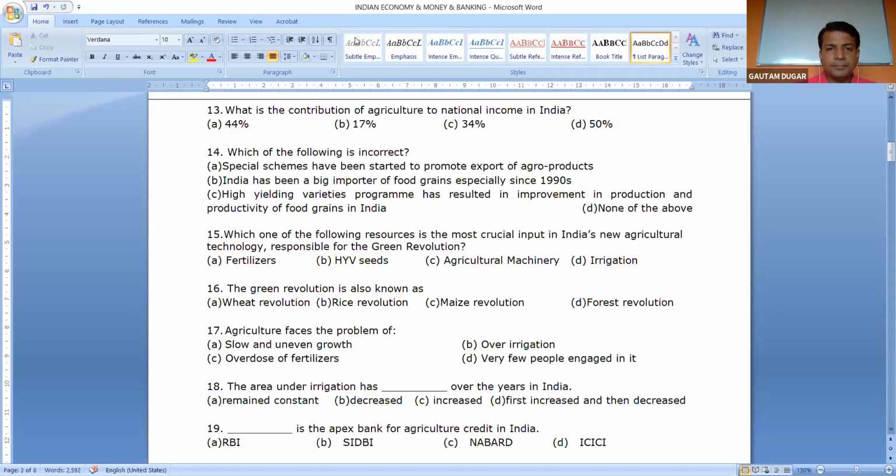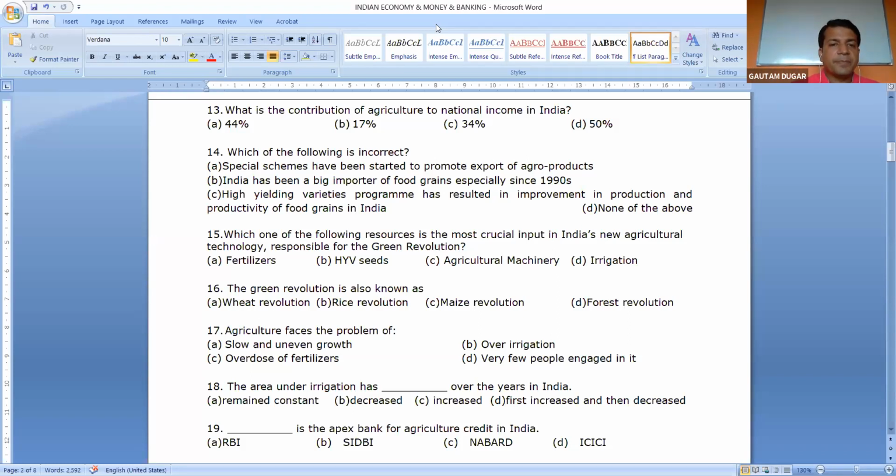Coming to 15, I'll give you some reading time. 15, 16, read these questions. Yes, 15 B is correct. HYV seeds. Full form is high yielding variety seeds. Next, 16. Green revolution, also known as, yes, wheat revolution, I said.